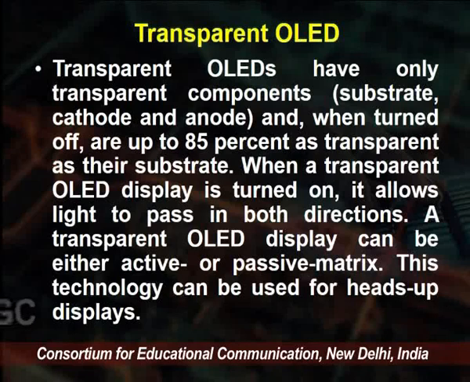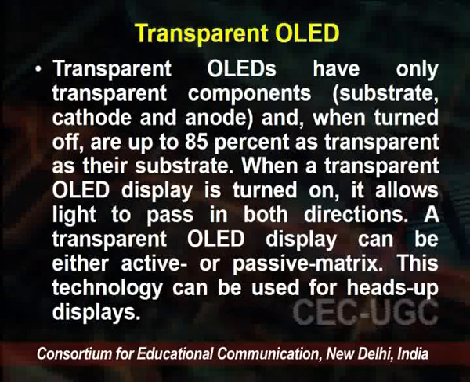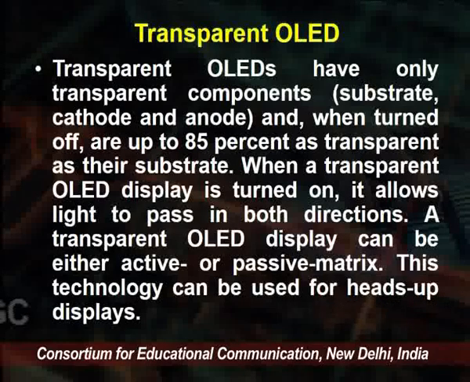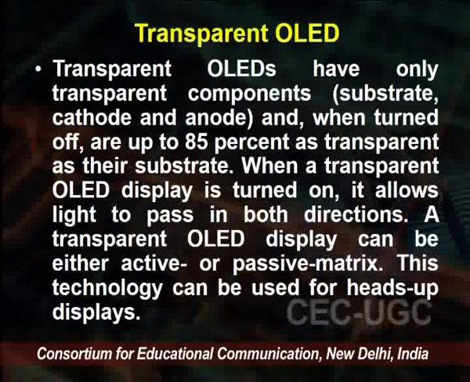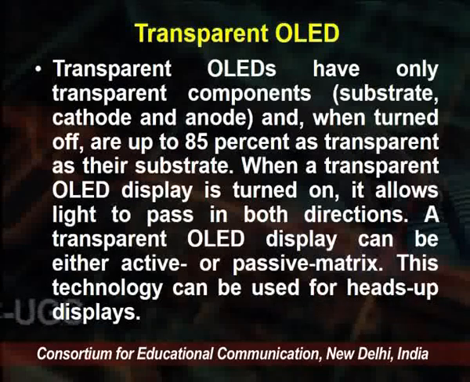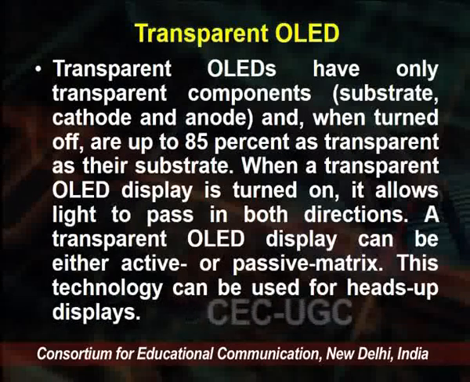The next type of OLED is the transparent. As the name suggests, transparent components are used for the substrate, cathode and anode. When turned off, they are up to 85% as transparent as their substrate. When the transparent OLED display is turned on, it allows light to pass in both directions. A transparent OLED display can be either active or passive matrix. This technology can be used for heads-up displays.